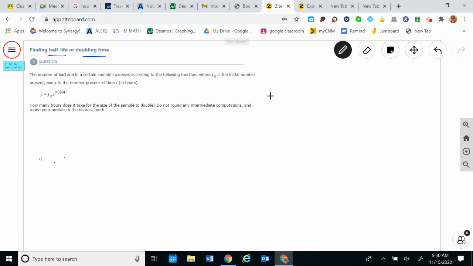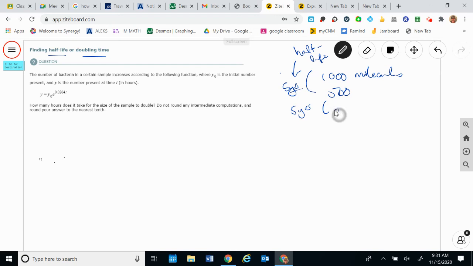So the idea is if you have a double, it might be with a bunny. But if you have a half-life, if you have a radioactive substance, it has a certain number of molecules. Let's say it has 1,000 molecules, and let's say it takes 5 years to get to 500. That is called the half-life. The half-life is the time that it takes to get to half the amount.